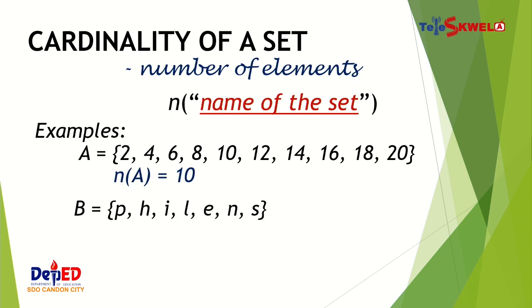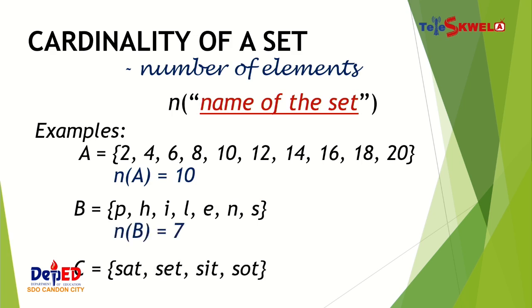Example, set B is the set that contains the elements P, H, I, L, E, N, and S. Let us now count the number of elements beginning from P. So we have 1, 2, 3, 4, 5, 6, 7. Therefore, the cardinality of set B is 7. And the third example, set C is the set that contains the elements sat, set, sit, and sot. Let us now count the number of elements beginning from sat. So we have 1, 2, 3, and 4. Therefore, the cardinality of set C is 4.